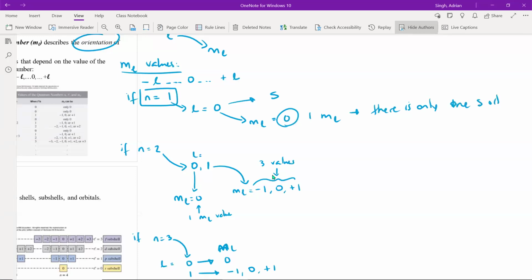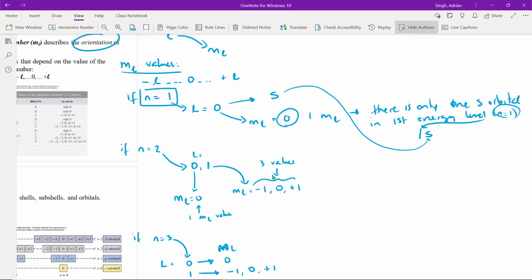S orbital in the first energy level, right? n equals 1. So we call that the 1s. It's the first energy level, n equals 1. That's this first number here. And then the s tells us our L value. And there's only one of these because we only have one M sub L value. And that s there, remember now, is spherical.